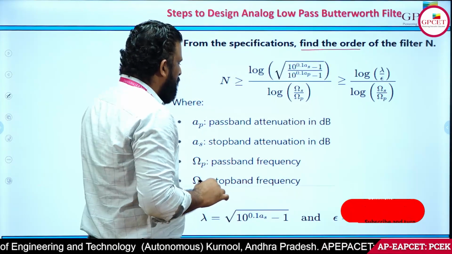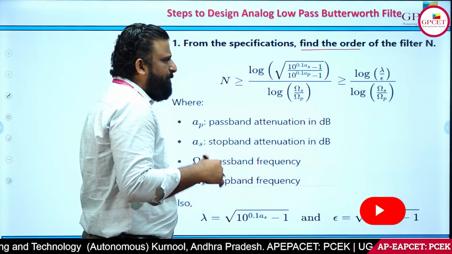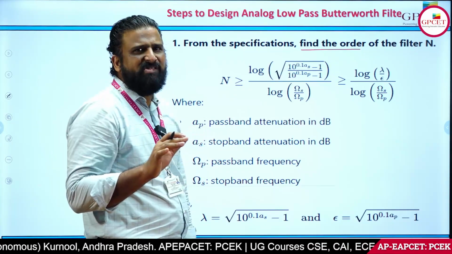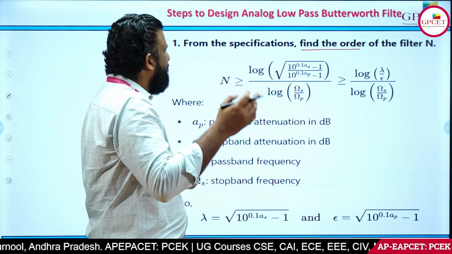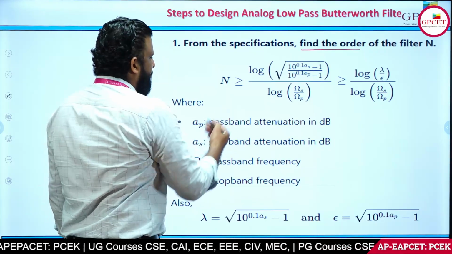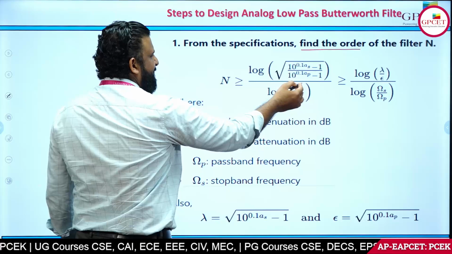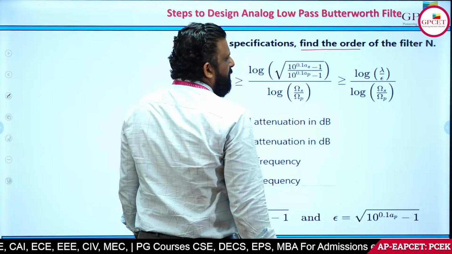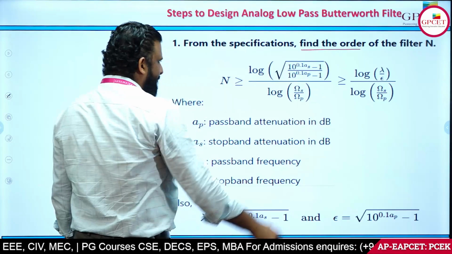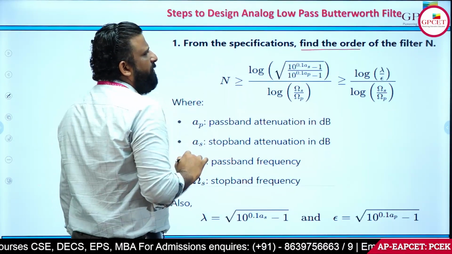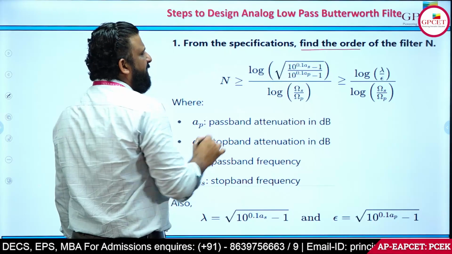For that, in any given problem, we will have some different types of parameters or specifications given. With the help of those specifications, it may be the passband attenuation, that is AS, AP, omega S, omega P, or lambda or epsilon, we are going to find the order of the filter, capital N.